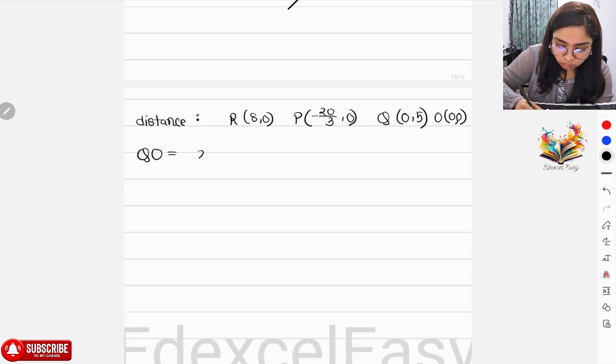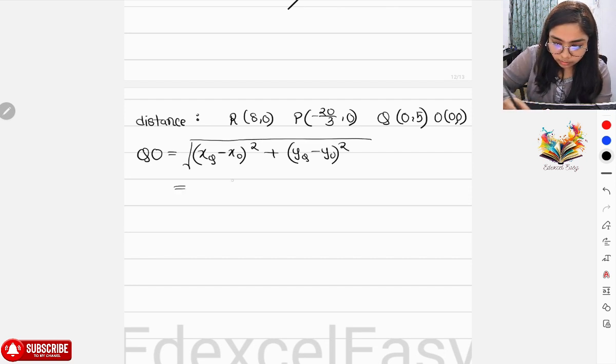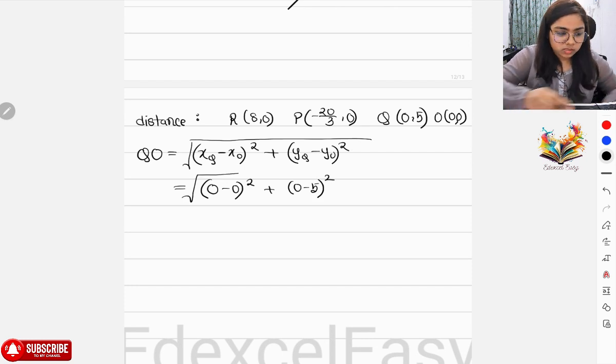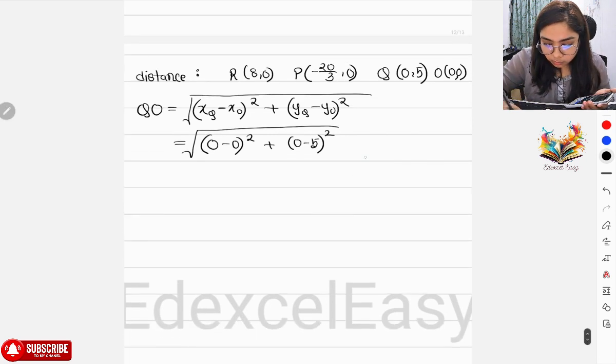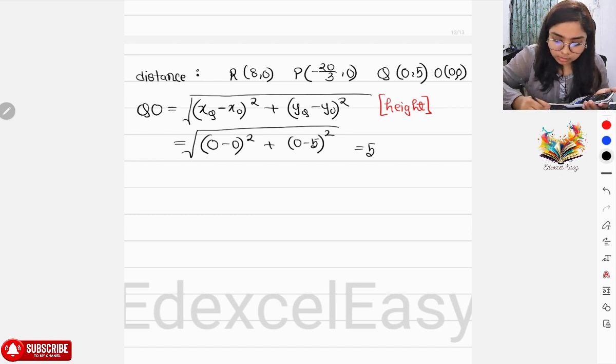For QO, this is going to be what? Root of XQ minus X origin whole square plus YQ minus Y origin whole square, everything under a root, which means just 0 minus 0 whole square plus 0 minus 5 whole square, everything under a root. This is supposed to give you 5, I think, if I'm not wrong, because everything is 0, right? 0 square plus 5 square. Yeah, the answer is 5. The length of the height was 5. This is by the calculation. This is the height of that triangle that was being created inside the parallelogram PQRS.